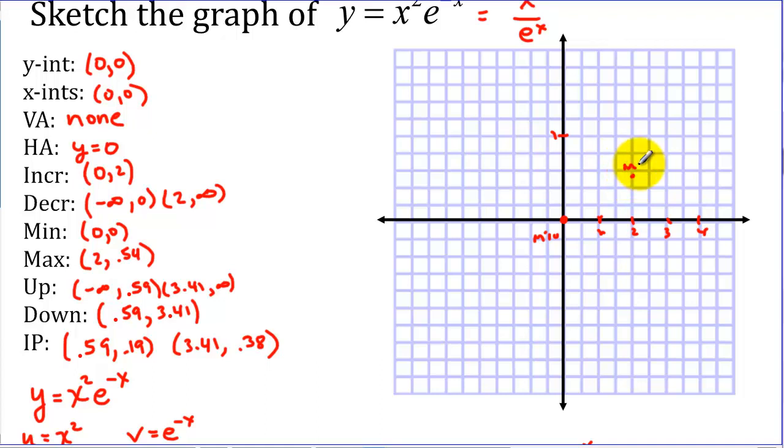We have a max. Remember, we have a horizontal asymptote coming out this way. And at 0.59, which would be around here, at about just around 0.2, we have an inflection point. And over here at just a little bit less than 3.5, we have an inflection point here at 0.4.